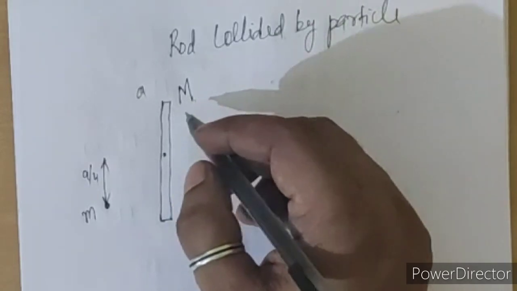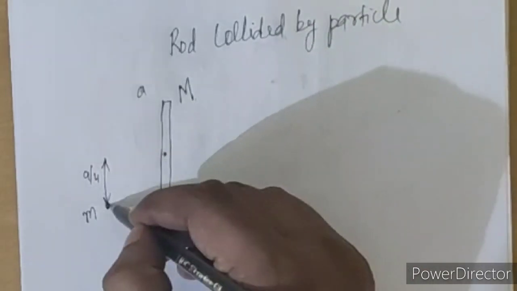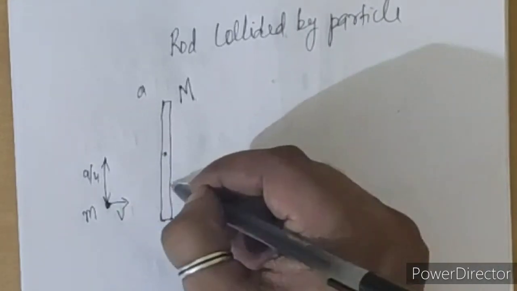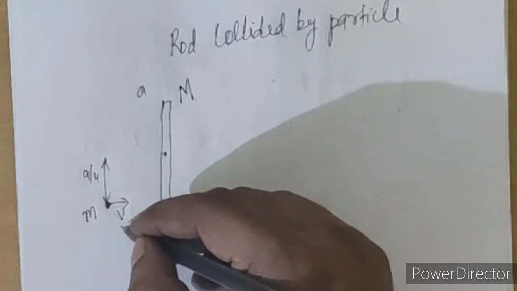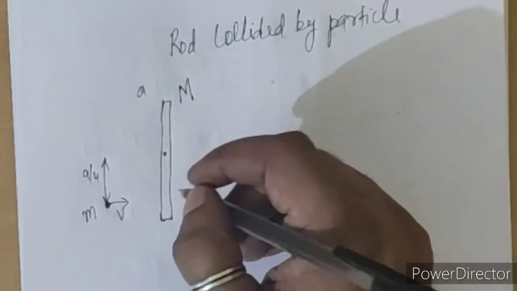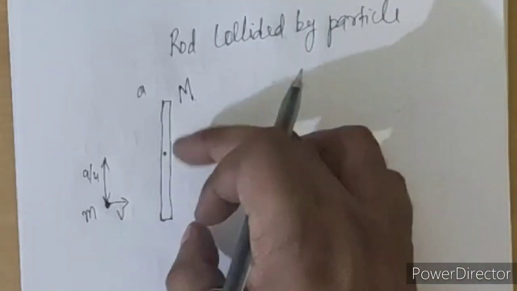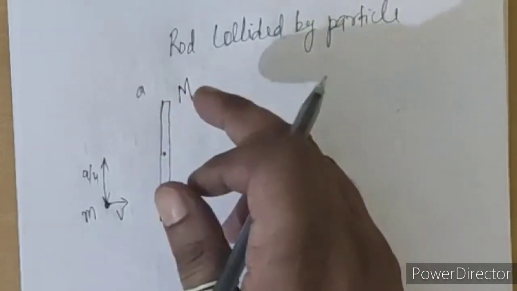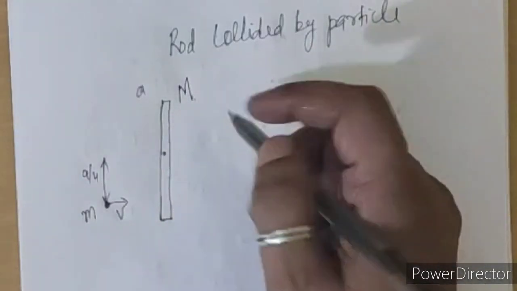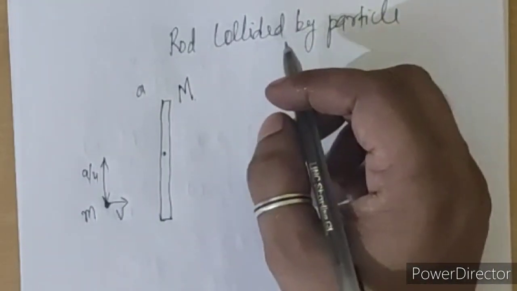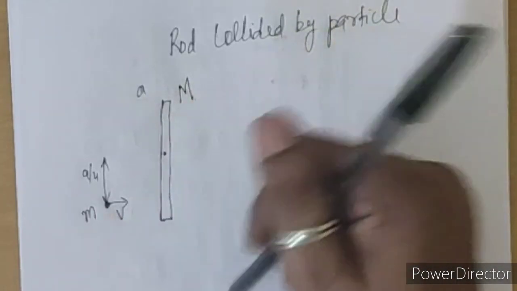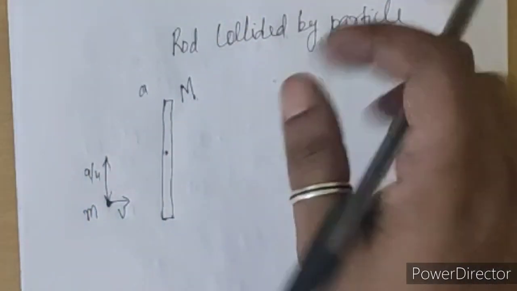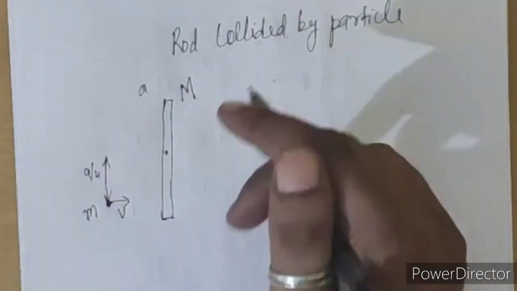Now what we do is, this small particle moves with velocity v and hits the rod, and then its velocity becomes 0. We want to calculate the angular velocity and the velocity of the center of mass of this rod after the collision. So first we will do the conservation of momentum, since there is no external force and the whole system is kept horizontally on a table which is frictionless.